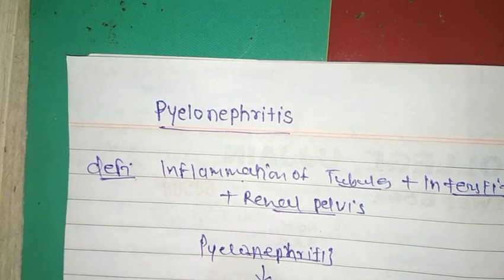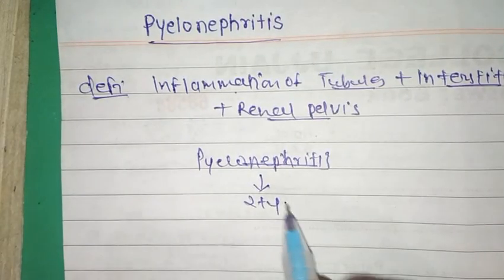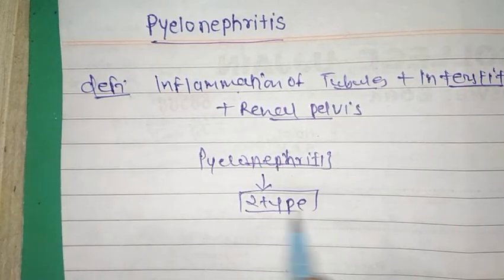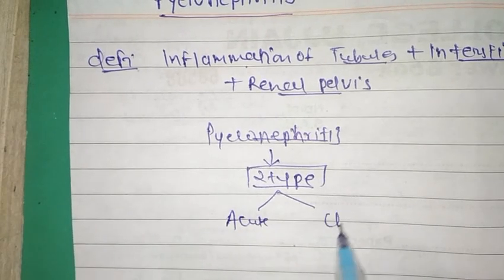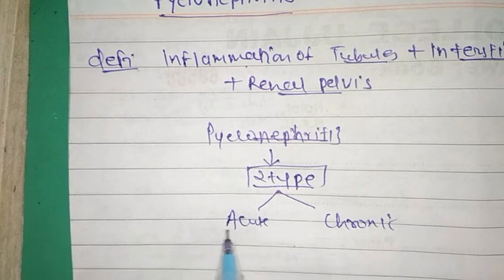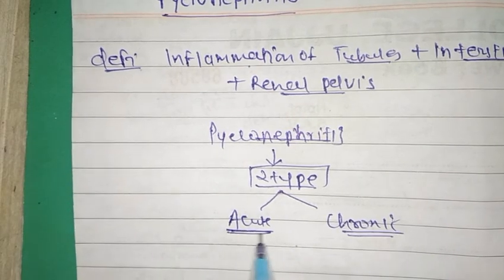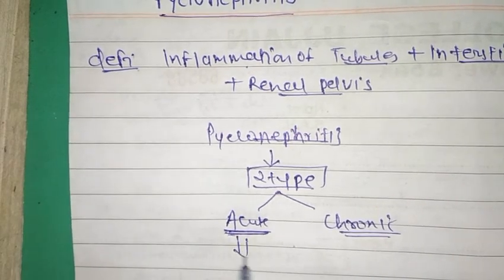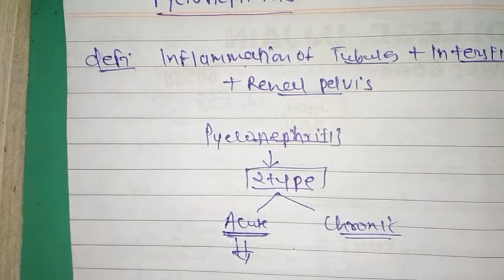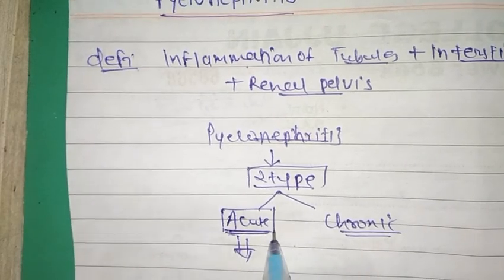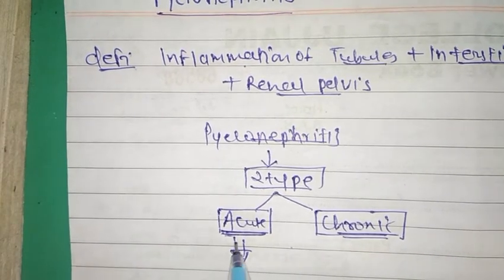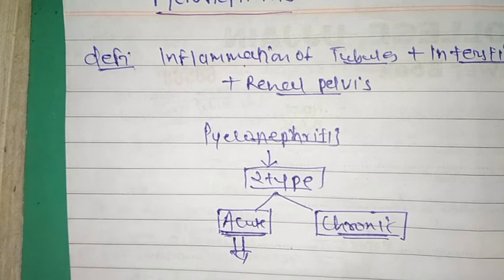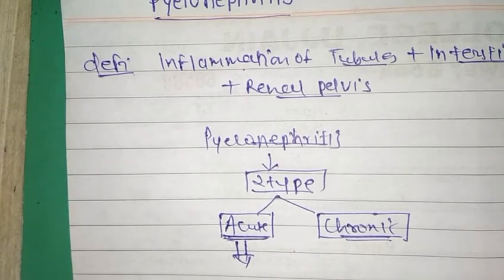Okay, so the term pyelonephritis is of two types. It can be either acute or chronic. So first we see the acute pyelonephritis. As we know, acute means for a short period of time, and chronic is for a longer duration or something spread along with various diseases.